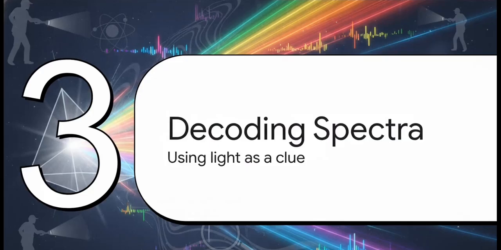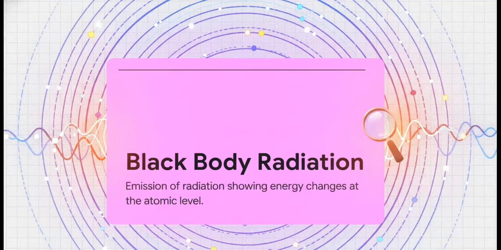Moving right along to Section 3, Decoding Spectra and Radiation, Using Light as a Clue. To push beyond the Bohr model, scientists couldn't just look at the atom directly. They had to become detectives of light. So how do electrons actually behave in those orbits? Well, analyzing concepts like blackbody radiation helped figure that out.